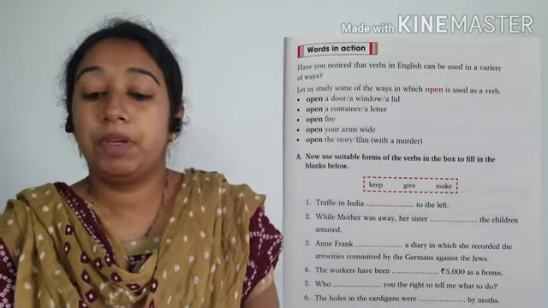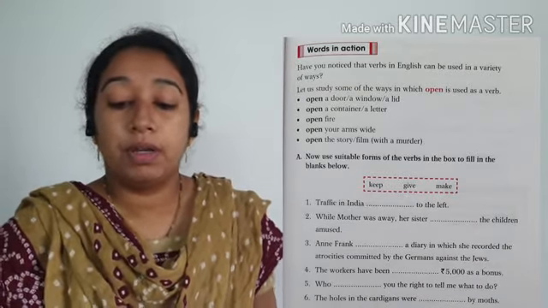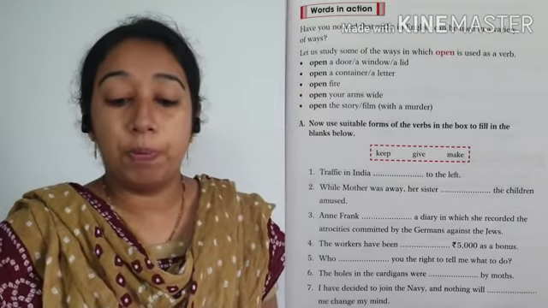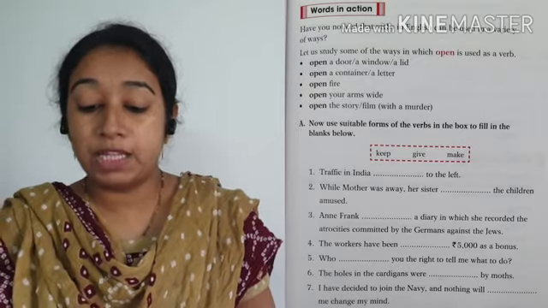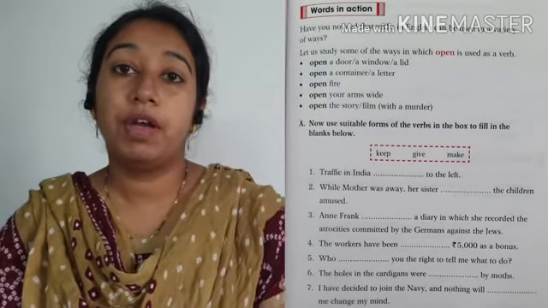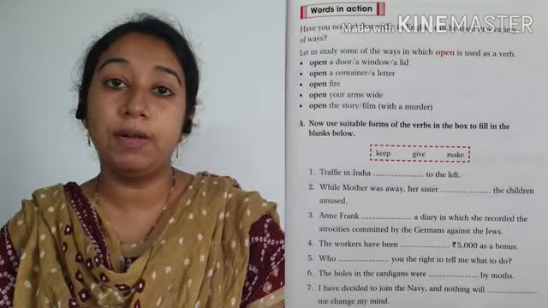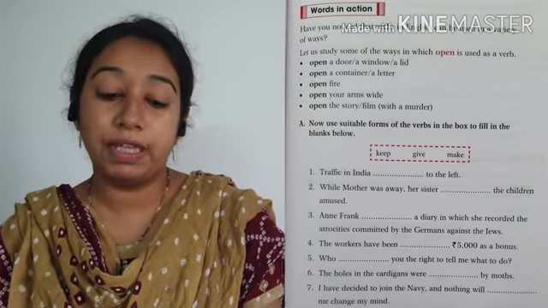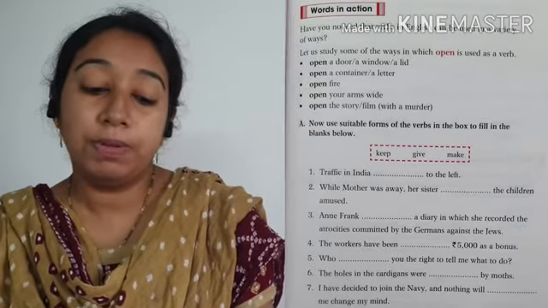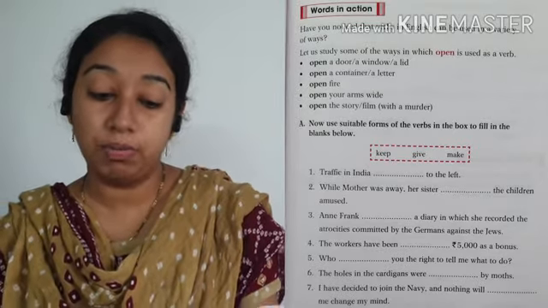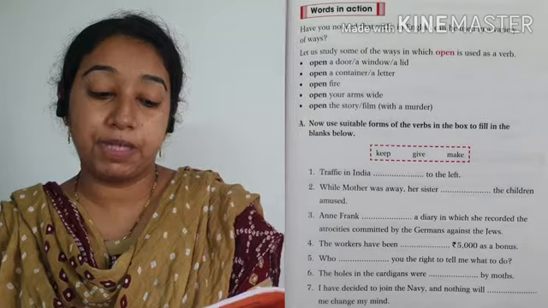Words in action. We often use words in a variety of ways. How open is used as a verb is given there. Read that, and then there is a box given with verbs. We have to fill in with the most suitable for the following sentences in the blanks. Traffic in India keeps to the left. The verbs keep, give and make are in the box. The first answer is keeps.